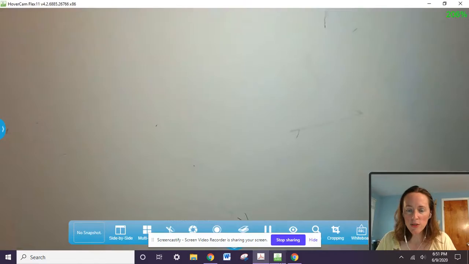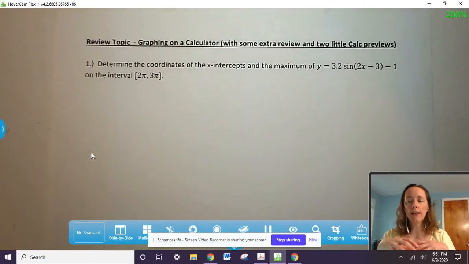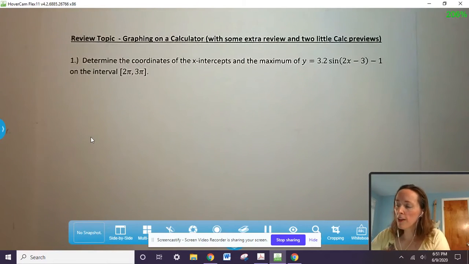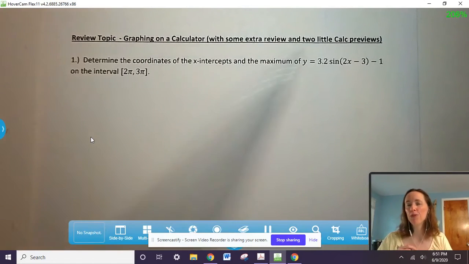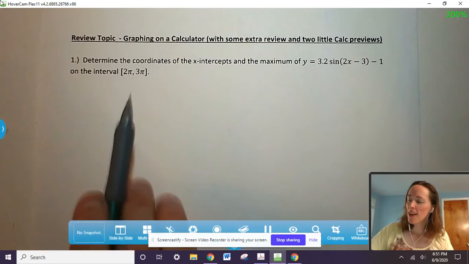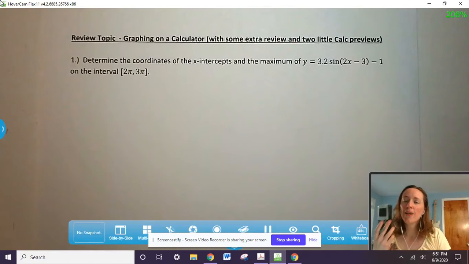And let's go ahead and do some problems. For today's problems, we're going to do the practice right in here. There's going to be no additional practice set. So we're going to review graphing on a calculator, and I did sneak in a little extra review and 2 little previews from calc because it was a good time to do that. So first, let's practice finding x-intercepts and the maximum of that trig function. Make sure you grab your calculator and do this practice with me.